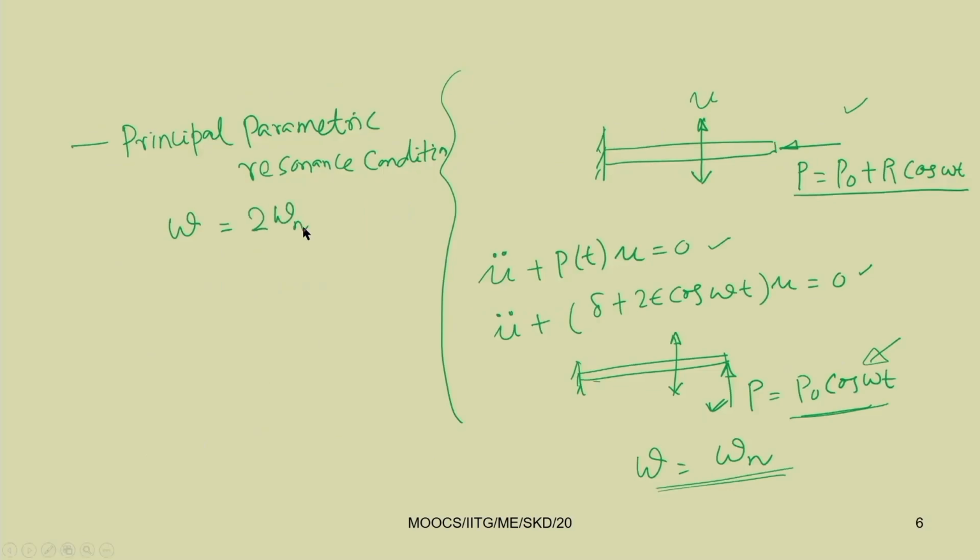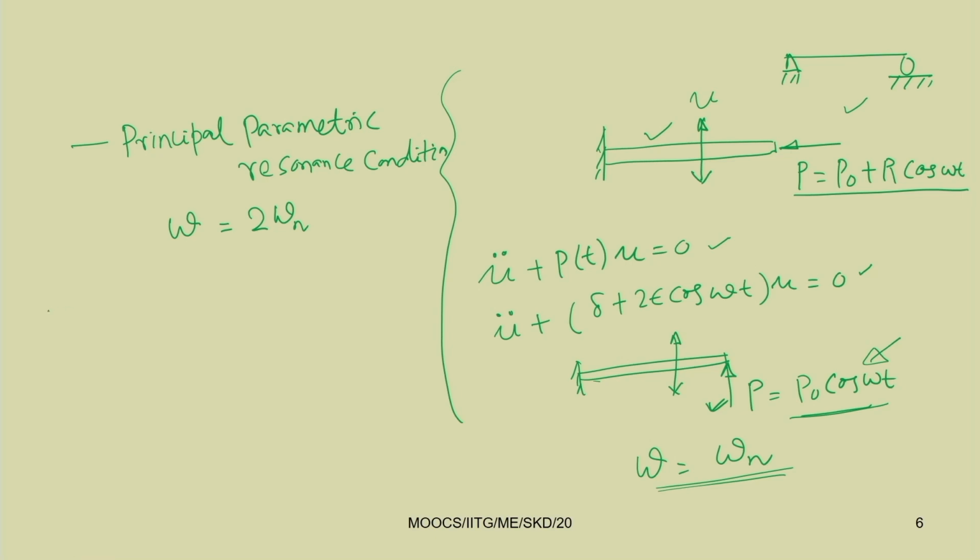Depending on the mode, for example, let us take a continuous system like this cantilever beam or a simply supported beam. In these cases we have an infinite number of natural frequencies because these are continuous systems. So, we will have an infinite number of parametric resonance conditions. For example, it may be at omega equal to 2 omega 1, omega equal to 2 omega 3. Here omega 1, omega 2, omega 3 are the natural frequencies of the system.